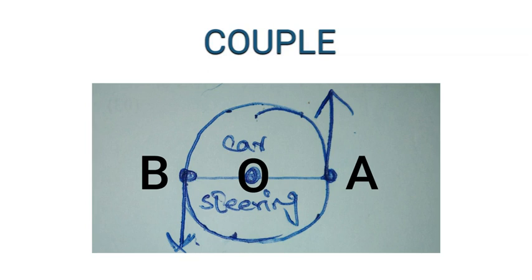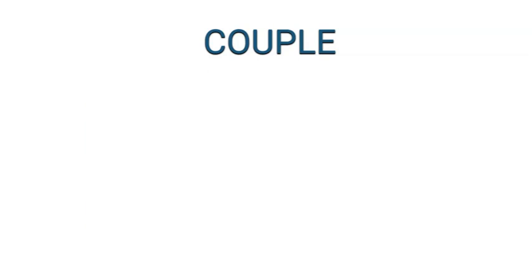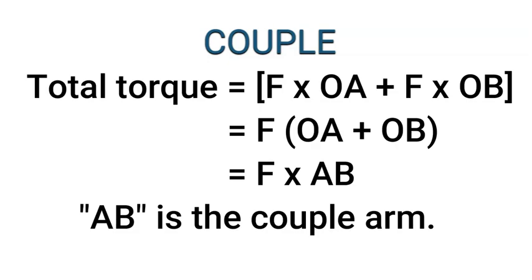As shown in the diagram, we have two moment arms, OA and OB, and the combination of these two moment arms is known as the couple arm, and you can also see the derivation as shown on your screens.